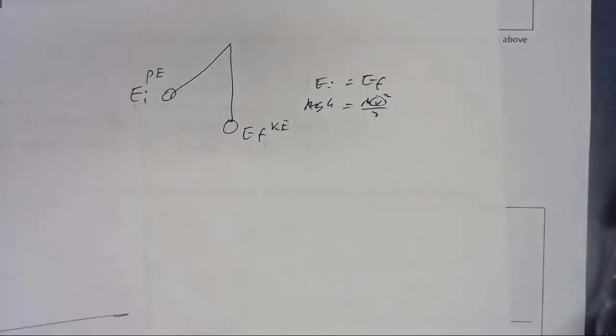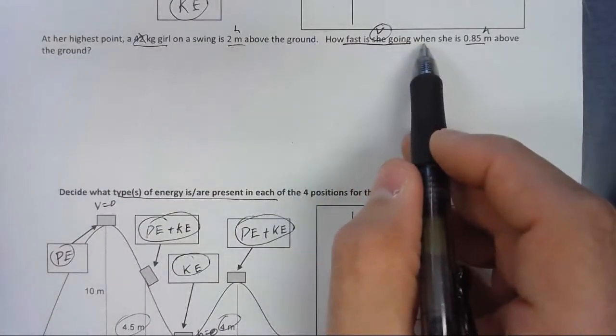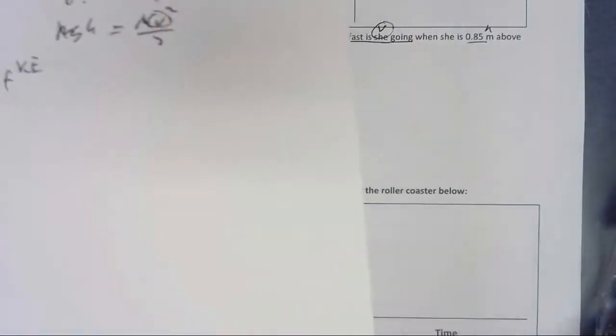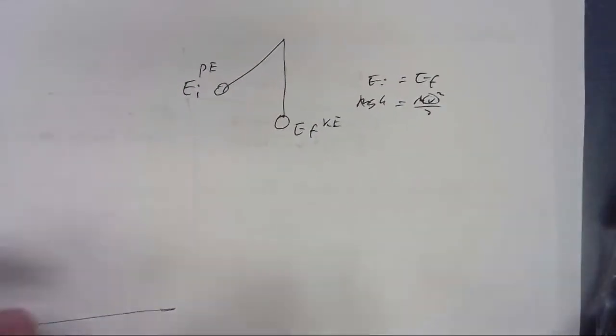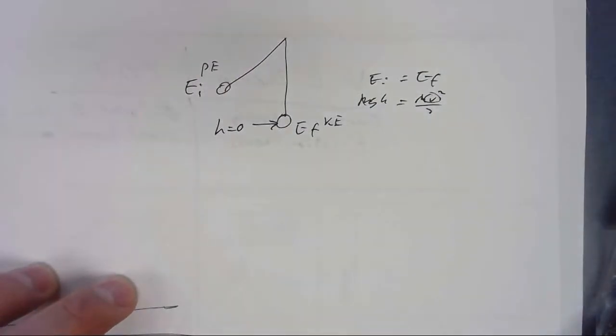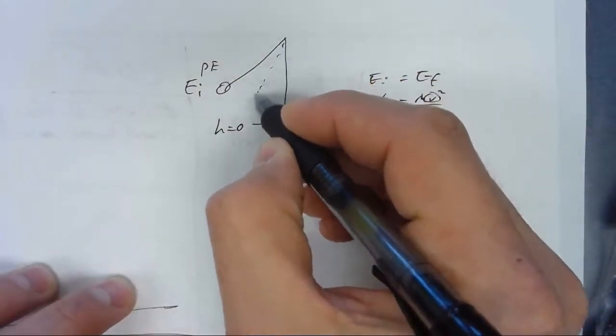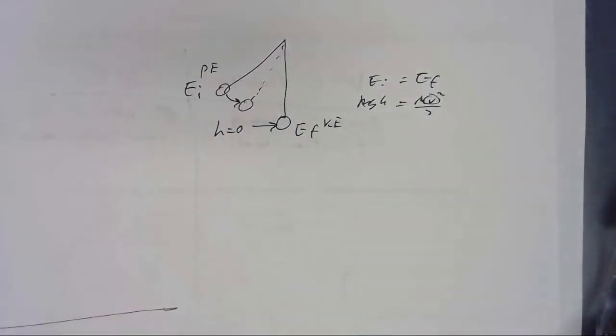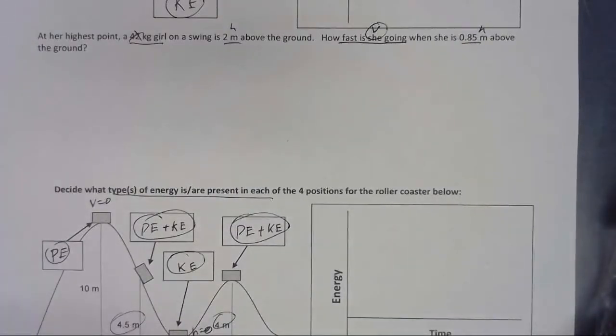Which is great if the problem says how fast is she going at the bottom, but it doesn't say that. It says how fast is she going when she's 0.85 meters above the ground. To be clear, at the bottom, her height is 0. That is not where this problem says she is. She is somewhere in between, where she still has some height. So we need to be careful about recognizing that kind of stuff.